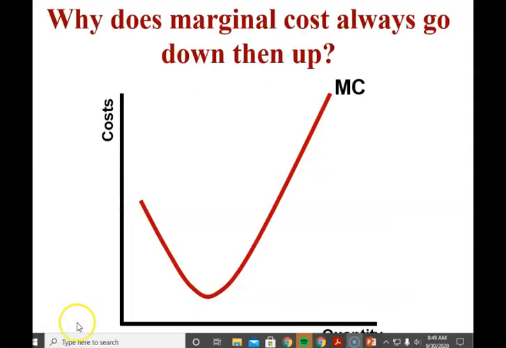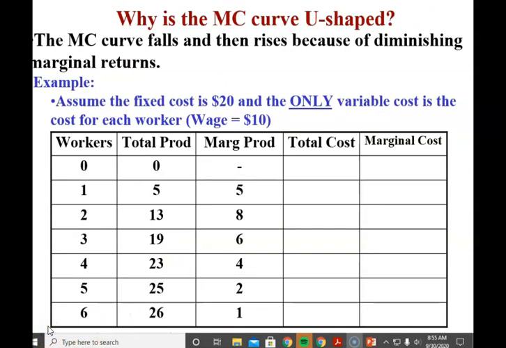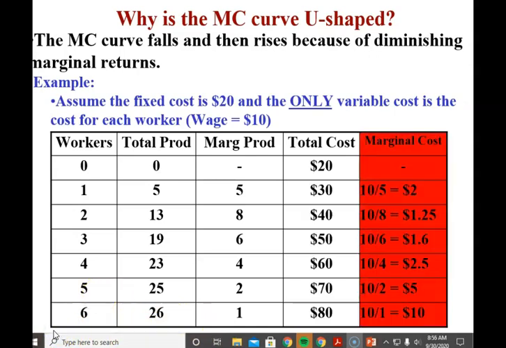Let's look at why the marginal cost curve always goes down and then up again. Study this relationship between marginal product and marginal cost. They're mirror images of each other. The marginal cost curve falls and then rises because of diminishing marginal return. So I want you to pause the video and look at this example, and then I will fill it in for you. And here are the answers.